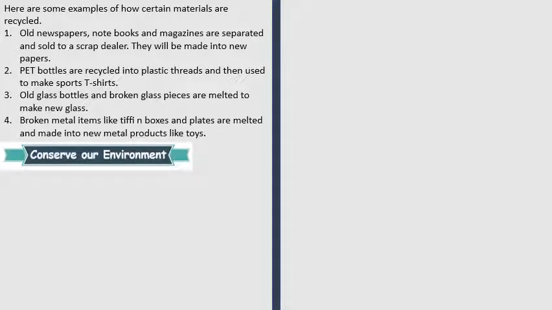Old newspaper, notebooks and magazines are separated and sold to scrap dealers. This will be made into new papers. PET bottles are recycled into plastic threads and then used to make sports t-shirts. Old glass bottle and broken glass pieces are melted to make new glass. Broken metal items like tiffin boxes and plates are melted and made into new metal products like toys.